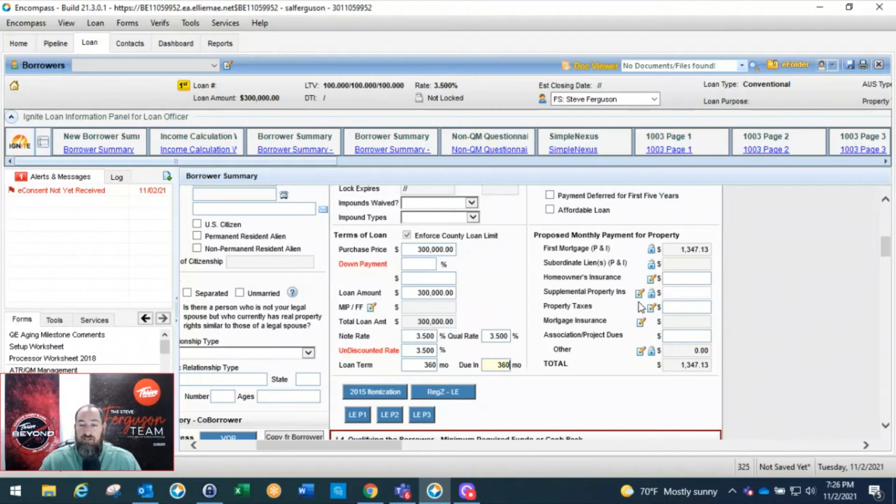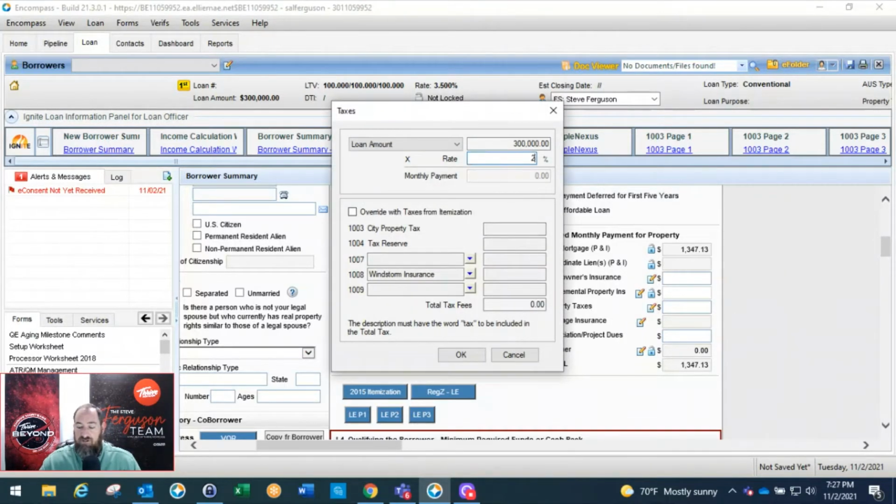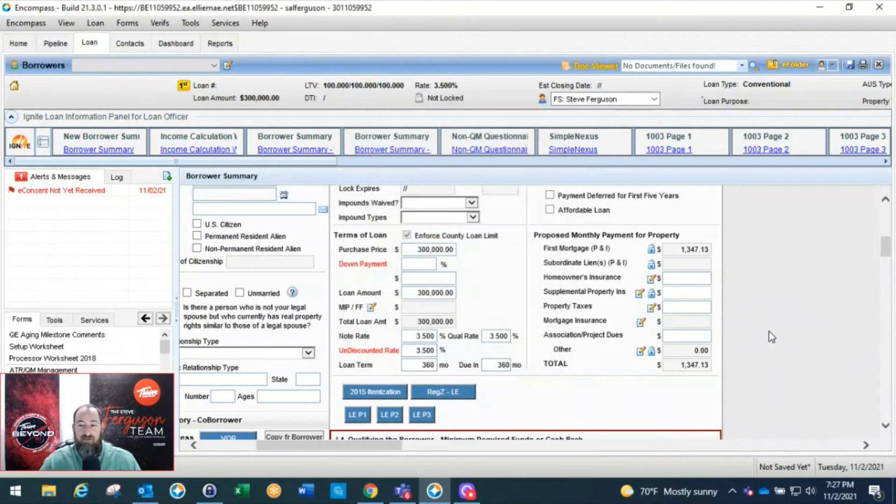So let's put in taxes right here. So we're going to give a tax rate, which is called a tax factor. And we're going to assume it's 2.25% of the total loan amount. Okay, so that's going to make the taxes on this property approximately $562.50 per month.